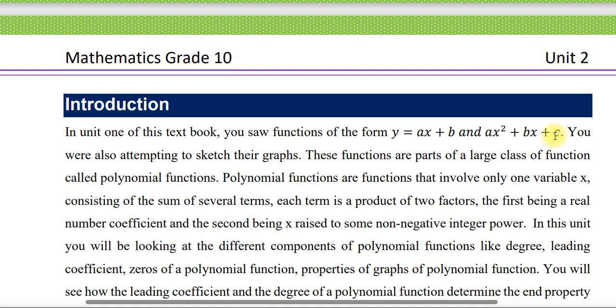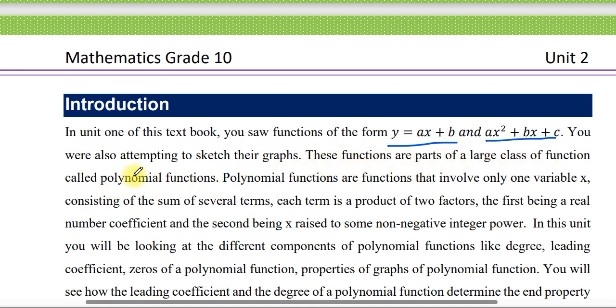In unit 1, when we learned about relations and functions, if you remember, we saw the functions y = ax + b and x squared plus bx plus c. This function is called the quadratic function and this is the linear function. We also attempted to sketch the graph. We tried to draw the graphs of the linear and quadratic functions. If it is linear, it was a straight line, and if it is quadratic, it is just a parabola, either an upward or downward parabola.